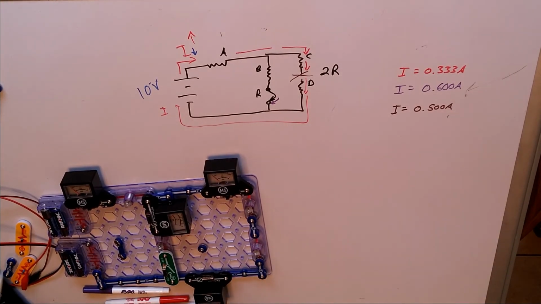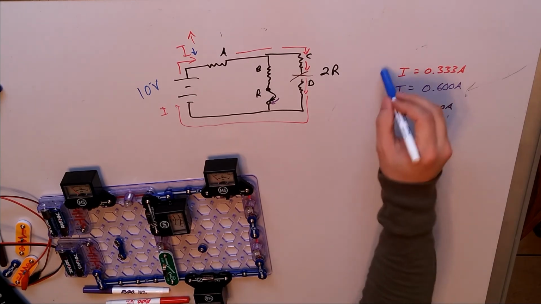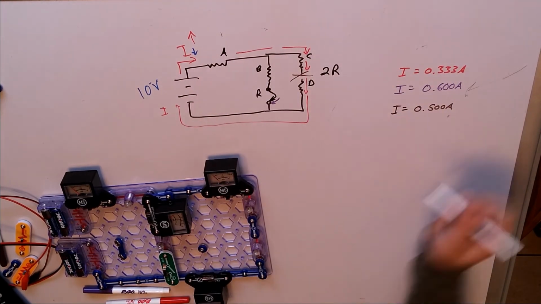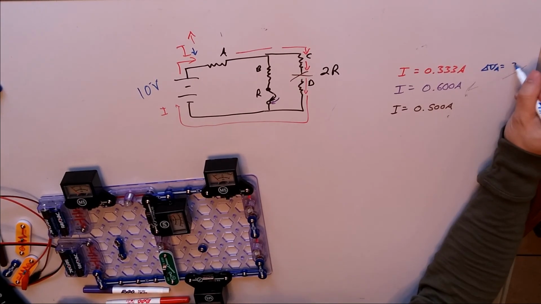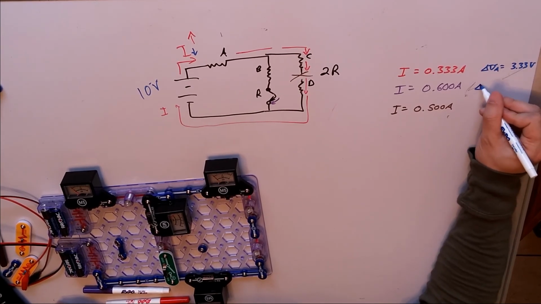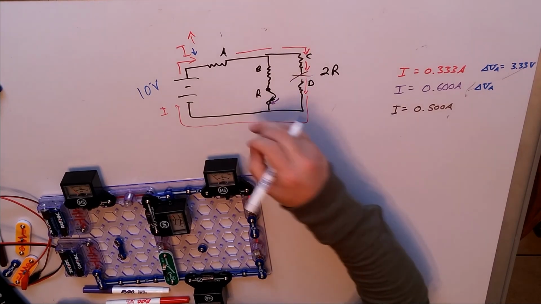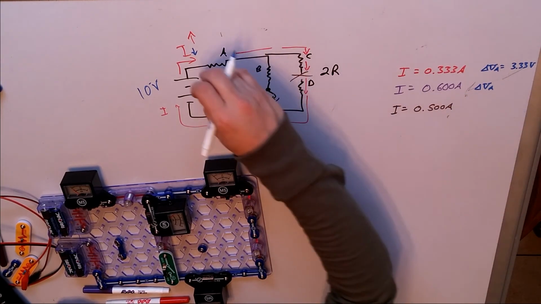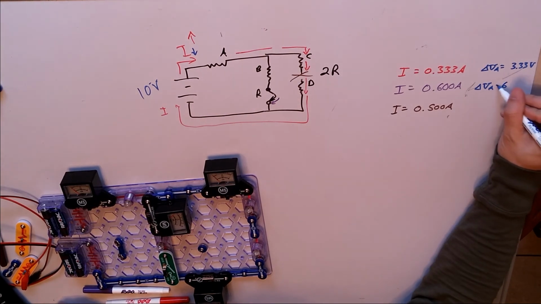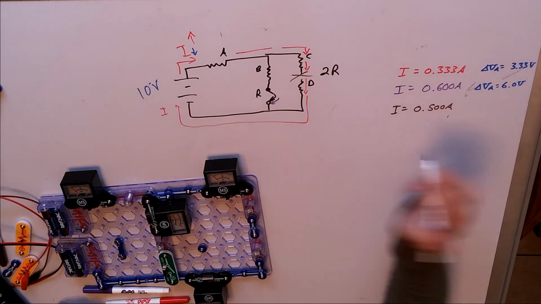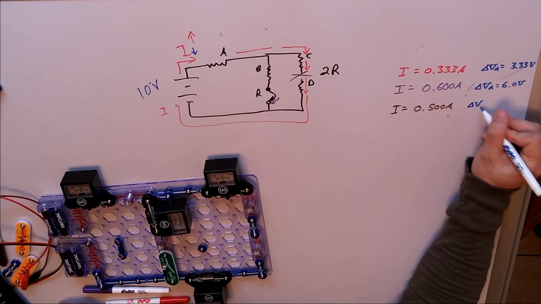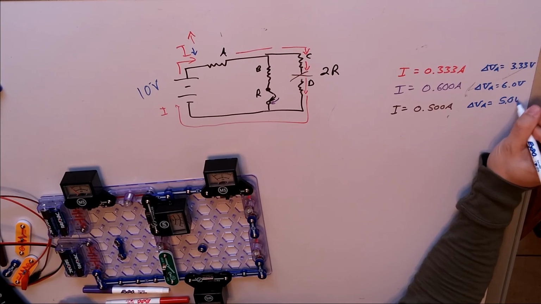Now, here's the other thing that I want you all to take into account. We know that all of these currents are going through resistor A. So delta V of A at the very beginning is going to be equal to 3.33 volts. Delta V of A, for when we close the switch, all of the current, 600 milliamps, is going through there. We'd end up with 6 volts. It ends up with a lot more of the potential difference. And finally, when we break the other one, that would end up with 5 volts.